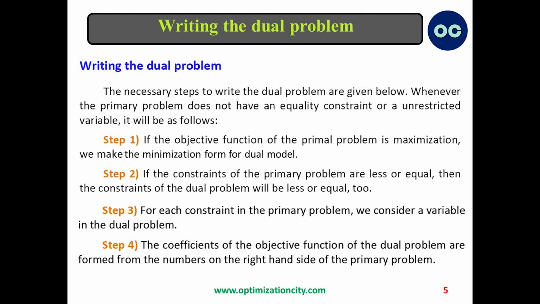Each constraint of the primal model corresponds to a variable in the dual problem. And in step 4, the coefficients of the objective function in the dual model come from the numbers on the right hand side of the primal model. In step 5, the numbers on the right hand side of the constraints in the dual model are obtained from the coefficients of the objective function in the primal model.